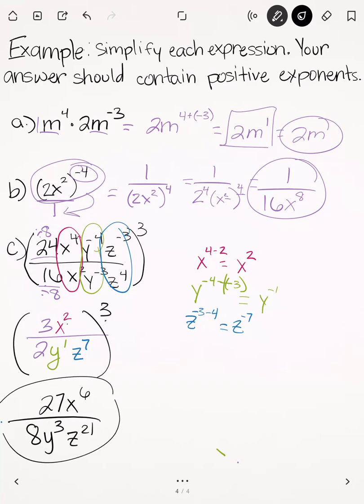And this would be my final answer. There's nothing left to simplify. So this is the video on properties of exponents.